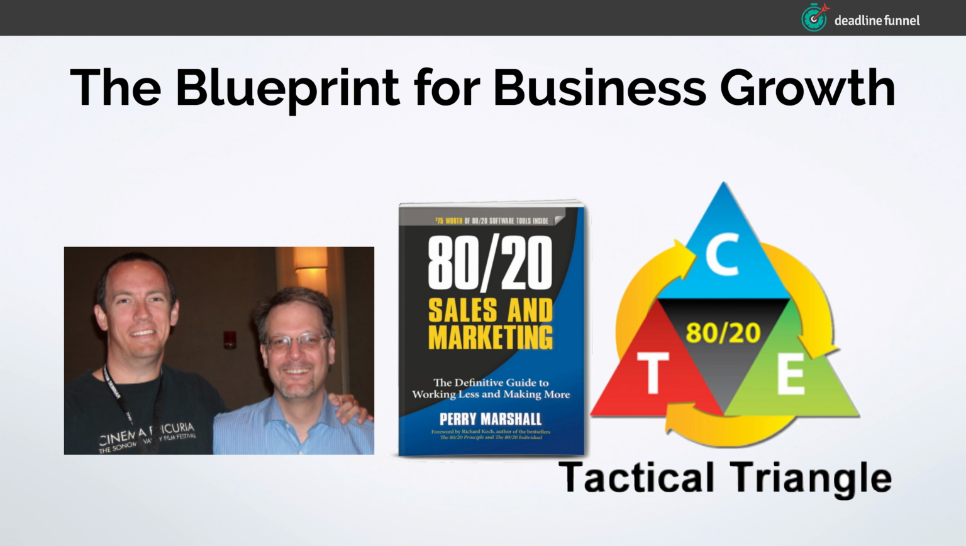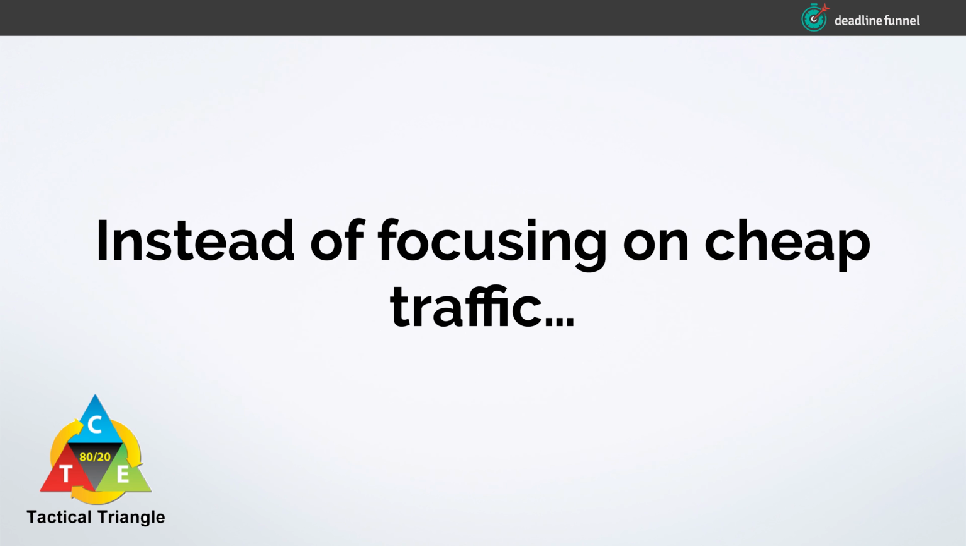So we're not going to be able to cover the entire concept, but I want to give everyone a quick overview of how this works. As you can see, there's this triangle. There's a T that stands for traffic, there's a C that stands for conversion, and then there's an E that stands for economics.